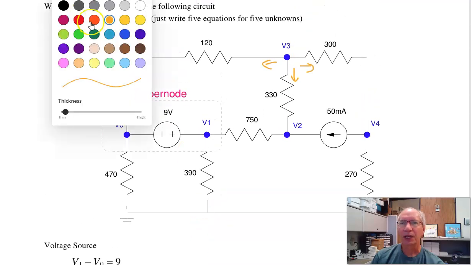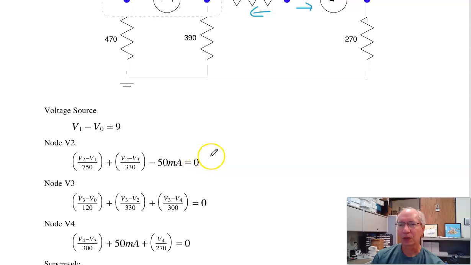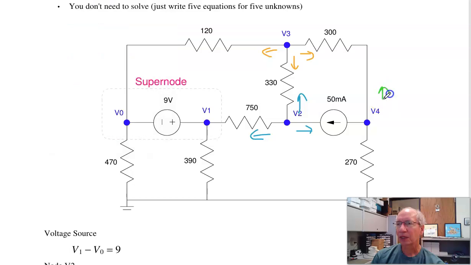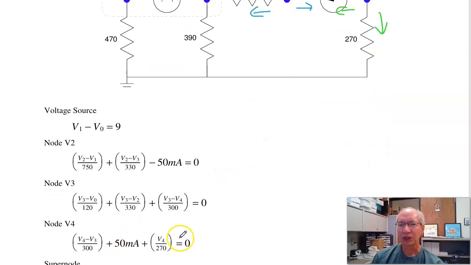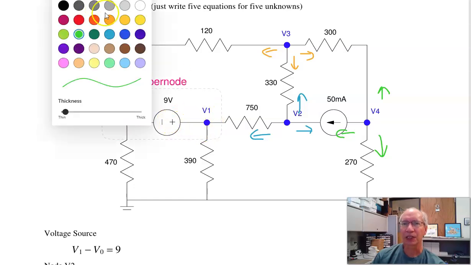I can write the node equation at V2. Current left, V2 minus V1 over 750 plus V2 minus V3 over 330 minus 50 milliamps equals 0. I can write the node equation at V4. Current up is V4 minus V3 over 300 plus V4 over 270 plus 50 milliamps equals 0. I need one more equation. I can't write the node equation at V0 because I don't know the current from the 9-volt source. Can't write it at V1 because I don't know the current through the 9-volt source.